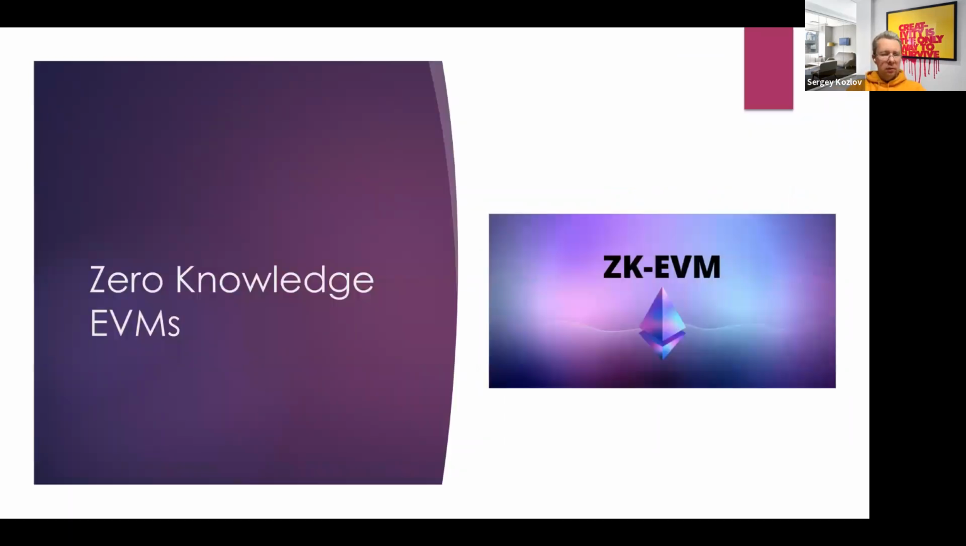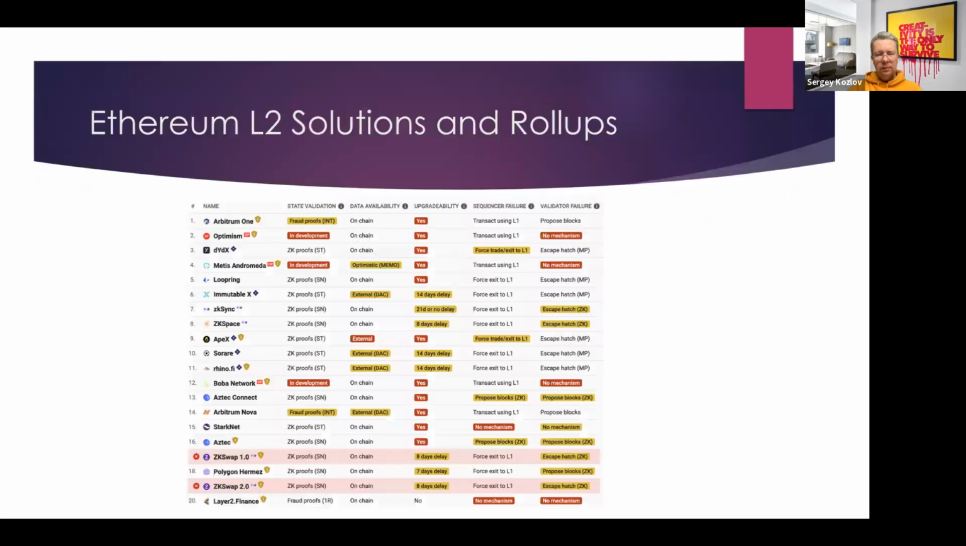Second implementation and use case for zero-knowledge proof technology is so-called ZK-EVMs, Ethereum virtual machines. Today, as you see on the list, for state validation we have two major technologies for Ethereum solutions and rollups.